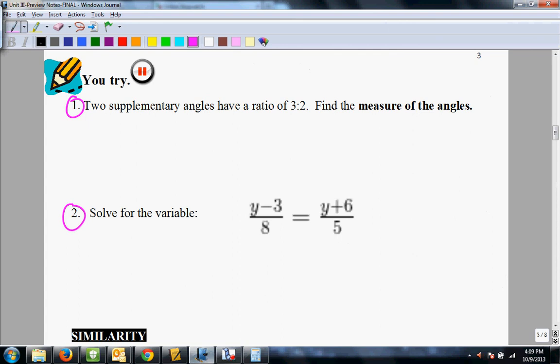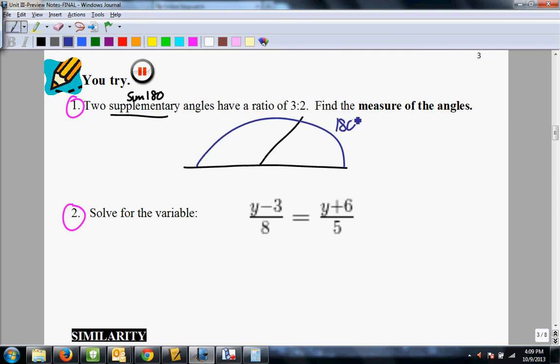So we have here 2 supplementary angles. You should pause right there and write the definition. They sum to 180, have a ratio of 3 to 2, find the measure of the angles. So I'm going to draw a linear pair because that's the easiest way to get supplementary angles. Whatever they measure, they have to add up to 180. They have a ratio of 3 to 2. So what we honestly have is 3 of something and 2 of something. So we have 3 of something plus 2 of something equals 180.